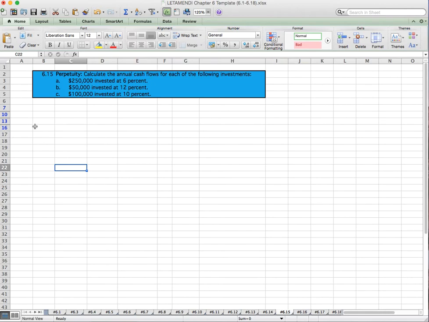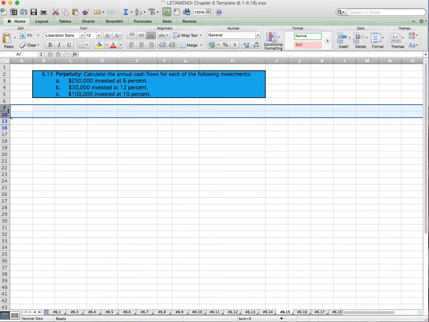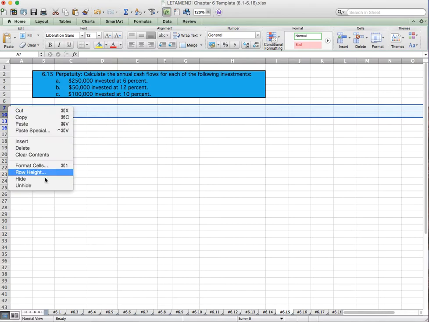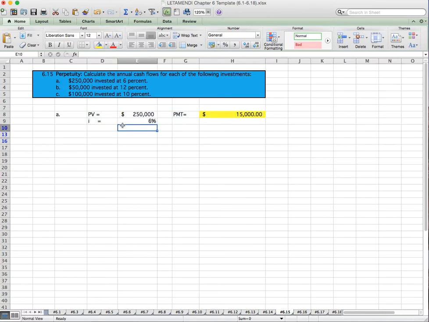Next, 6.15, perpetuity. Calculate the annual cash flows for each of the following investments. 3-part question, right? Not that hard. A, 250K invested at 6%. B, 50,000 invested at 12%. C, 100,000 invested at 10%. We're not given a whole lot of clues here, right? That's because there isn't really much to think about.